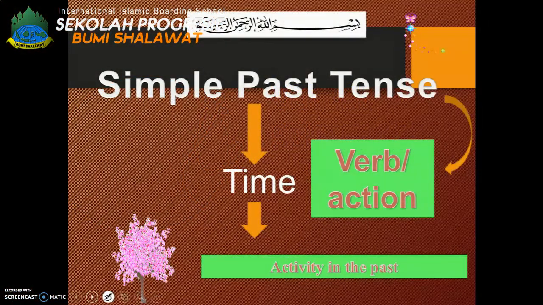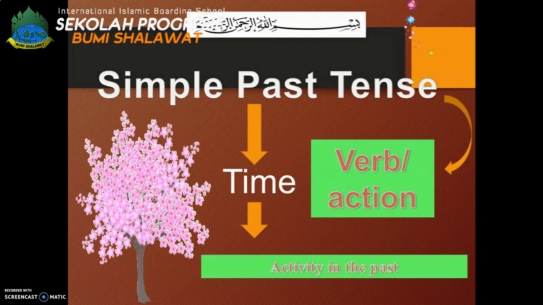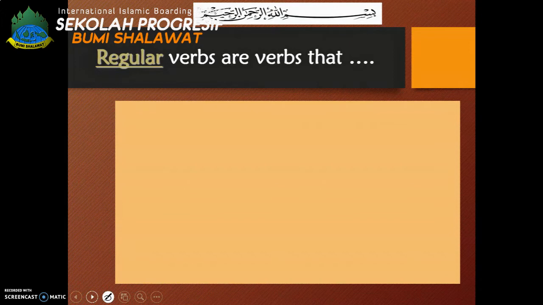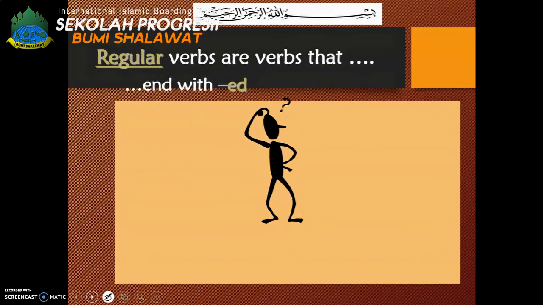So, before we start to study about simple past tense, especially for verbal sentences, let me show you that verbs in English are divided into two kinds. The first is irregular verbs, and the second is regular verbs. Okay, let's start to study regular verbs. So actually, what are regular verbs? Regular verbs are verbs that end with ed.